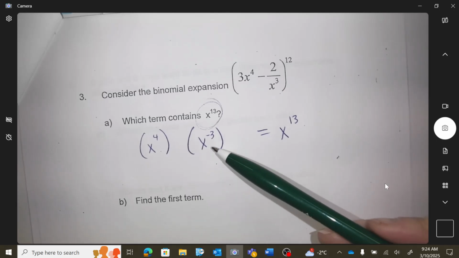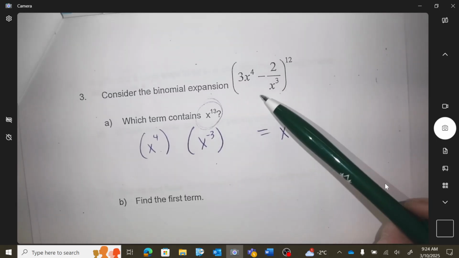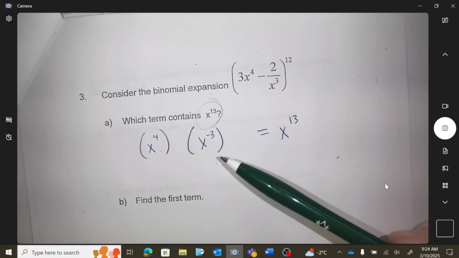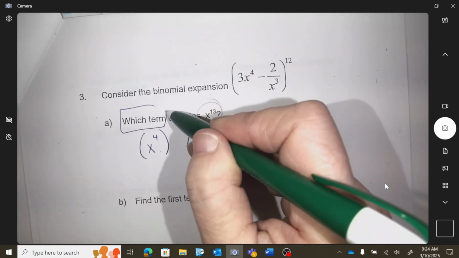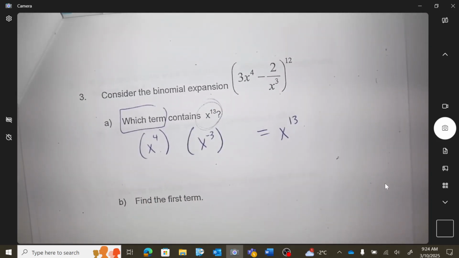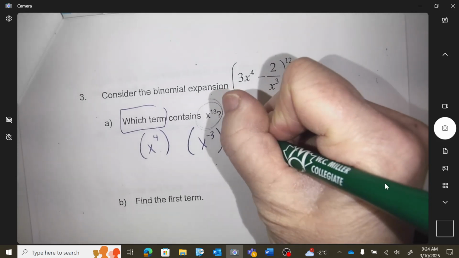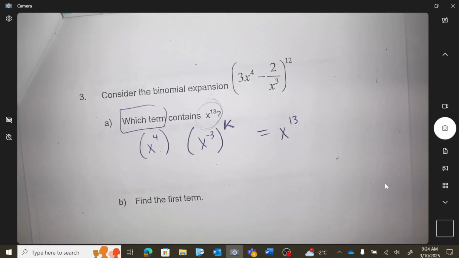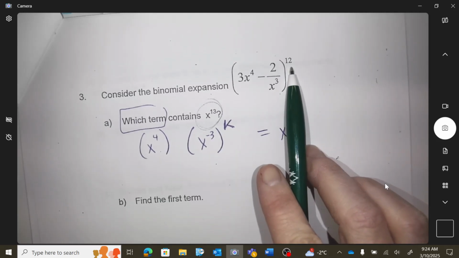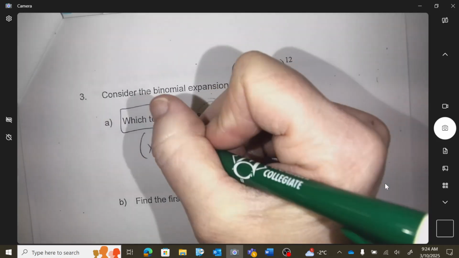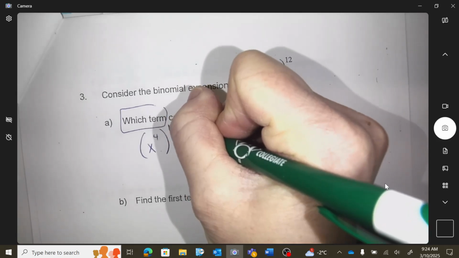Do you guys remember this -3? Why? Because it was on the bottom, right? Which term? If I don't know the term I'm on, I don't know my choose number. So I don't know my choose number, which is up there. Which means I don't technically know this number, but I do know that the total has to be 12. So this would be 12 subtract that.